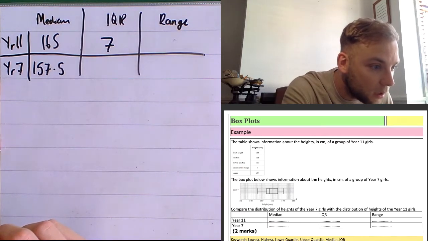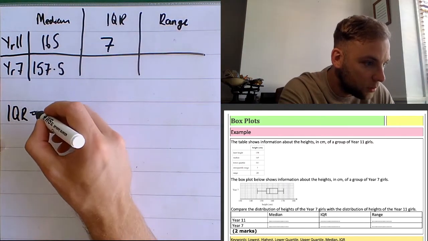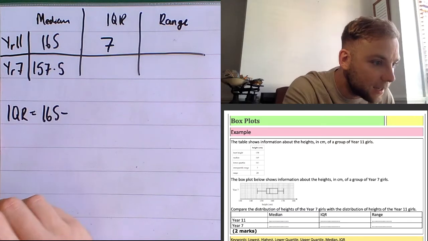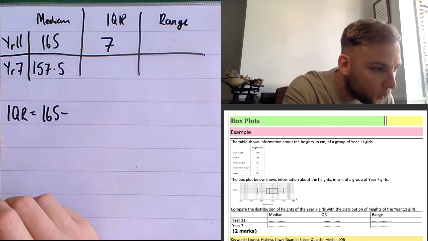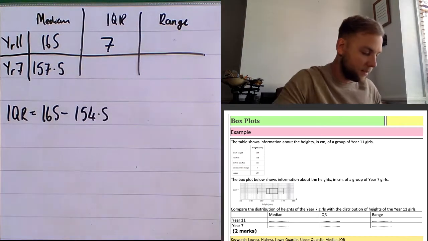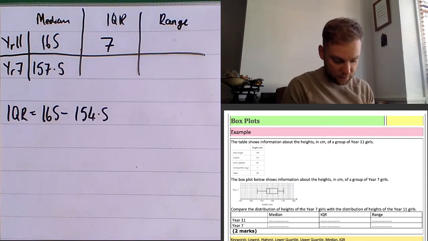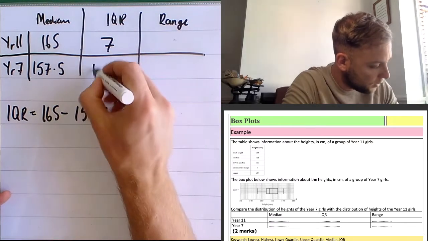Take away, it's tricky, that one is halfway between, isn't it? 54.5. So let's write that down. Interquartile range is equal to 65 subtract 54.5. Let's do it on the calculator. 65 subtract 54.5, which is equal to 10.5. There we go, let's put it in there.